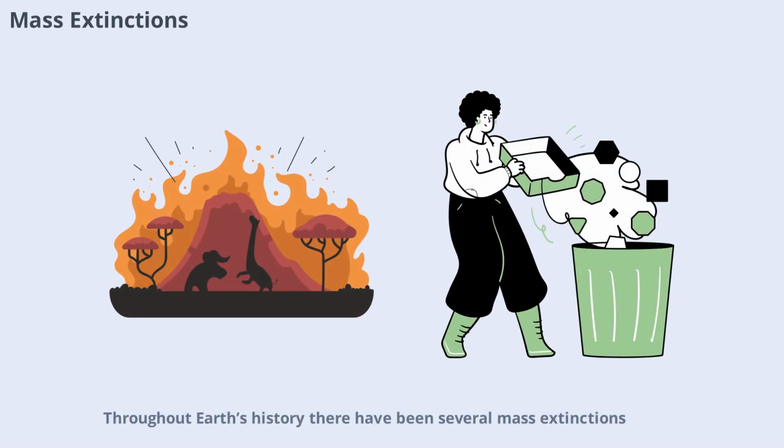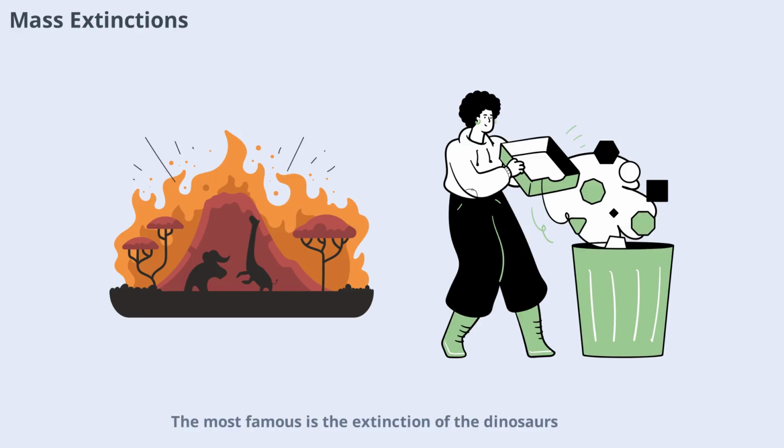Throughout Earth's history, there have been several mass extinctions where large numbers of species disappeared in a short time. The most famous is the extinction of the dinosaurs, likely caused by an asteroid impact. Mass extinctions dramatically reshape life on Earth, allowing new groups to evolve and dominate.